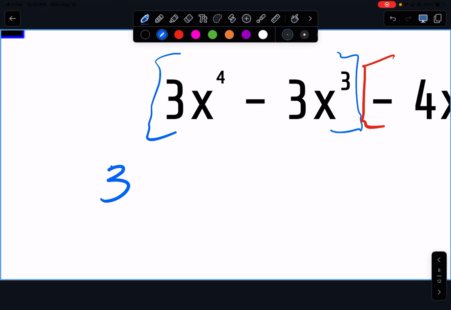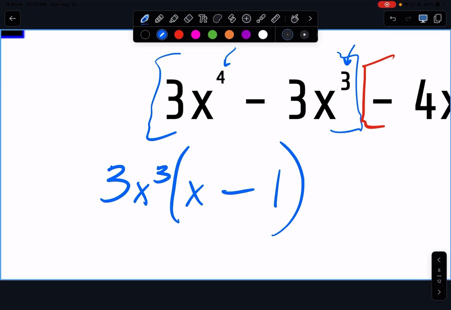What else can I take out? 3x to the 3rd. I can take an x to the 3rd out because it's raised to the 3rd here, to the 4th here. So that means that I can go x minus, and then I have to put a 1 here because I want that 3x cubed to show up for me. All right, now this is an important thing. Once we get this first group figured out, what's inside the parentheses here is really important. This is going to be our goal for the other set, okay?